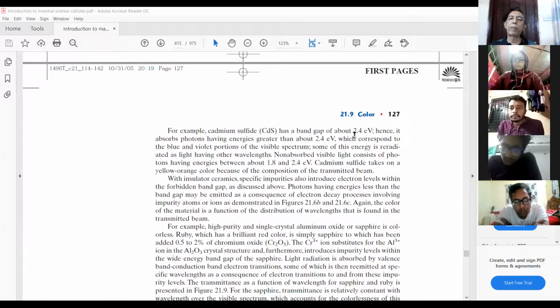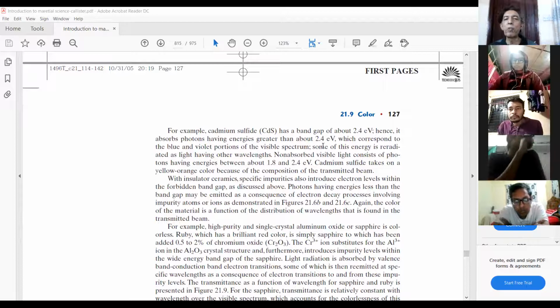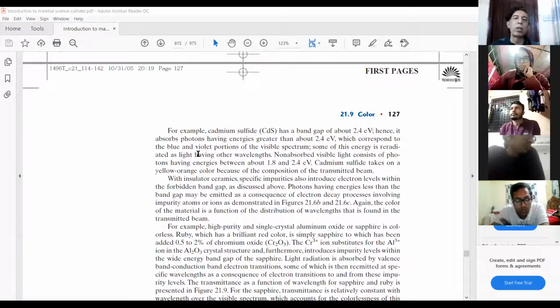Cadmium sulfide has a band gap of about 2.4 electron volts. Hence, it absorbs photons having energies greater than 2.4 electron volts. এটা তো বুঝতে পারছো যে ক্যাডমিয়াম সালফাইড অ্যাবজর্ব করবে কোন এনার্জির ফোটন, ফোটন মিন্স লাইট। Greater than 2.4 electron volts, which corresponds to the blue and violet portion of the visible spectrum. সো ব্লু অ্যান্ড ভায়োলেট পোর্শনটাকে সে অ্যাবজর্ব করে নেবে। Some of this energy is re-radiated as light having other wavelengths.